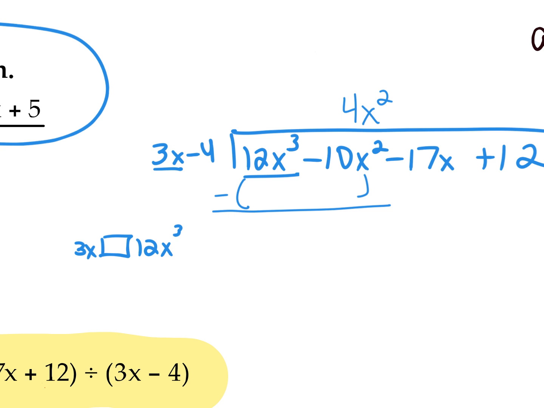4x squared times 3x is 12x cubed. 4x squared times negative 4 is minus 16x squared, correct? Now, before we subtract, what do I do with that negative? Distribute. So we're going to change. Now you can combine. Negative 10 plus 16 is 6x squared. Positive 12x cubed, negative 12x cubed, cancels. And then what do I do with negative 17x? Bring it down. Guys, tomorrow, I promise you, you will not get any fractions within this problem.